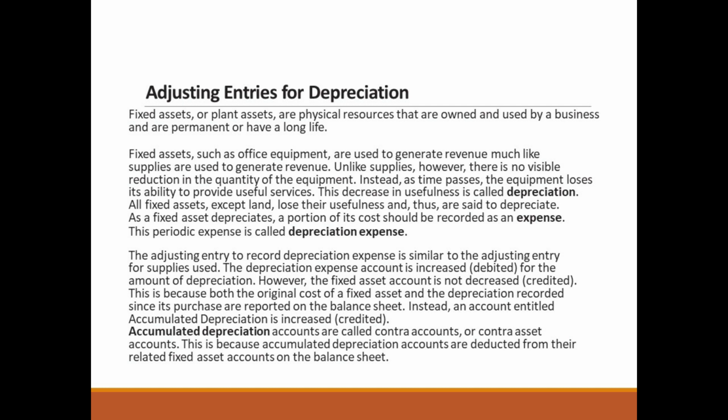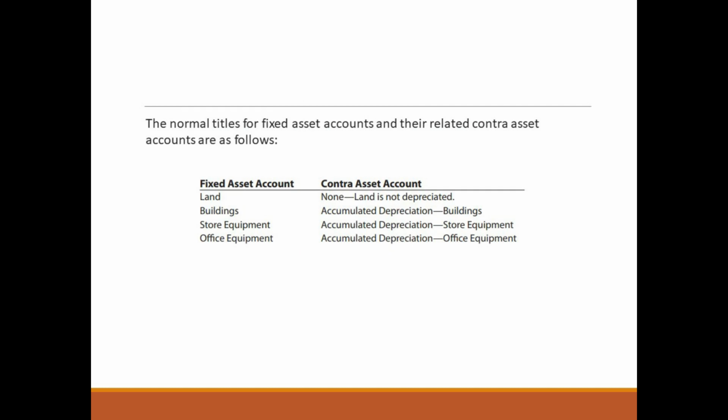Accumulated depreciation accounts are called contra accounts or contra asset accounts. This is because accumulated depreciation accounts are deducted from their related fixed asset accounts on the balance sheet. The normal balance of a contra account is opposite the account from which it is deducted. Because the normal balance of a fixed asset account is a debit, the normal balance of an accumulated depreciation account is a credit. The normal titles for fixed asset accounts and their related contra asset accounts are as follows.